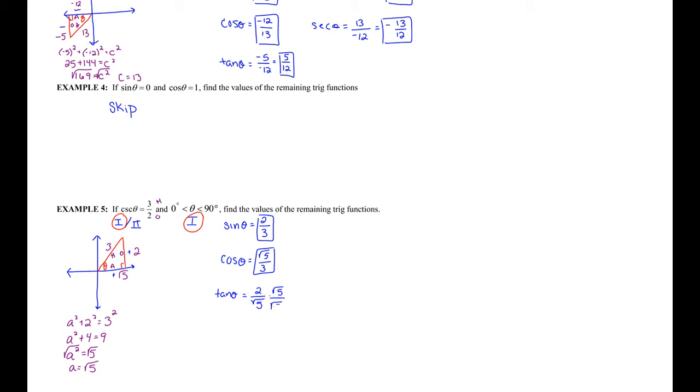Next, I must look at my reciprocal trig functions. I already have cosecant listed, so I can move on to secant of theta. Multiplying by root 5 over root 5 gives me an answer of 3 root 5 over 5. Lastly, I have cotangent of theta. Cotangent can be found by taking the adjacent side over the opposite or by flipping the tangent fraction.